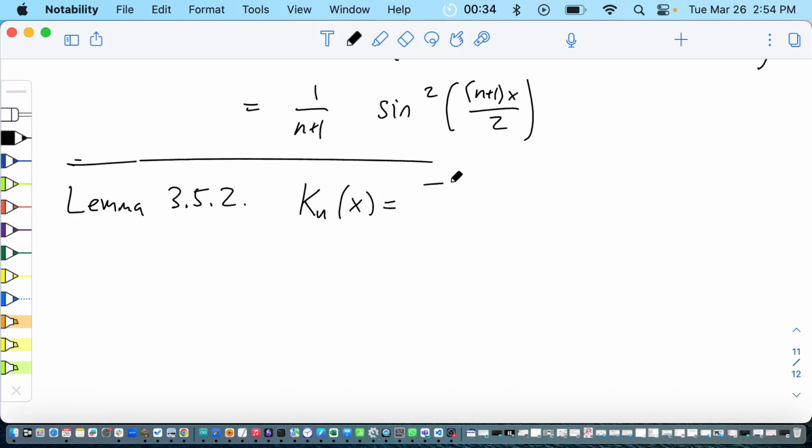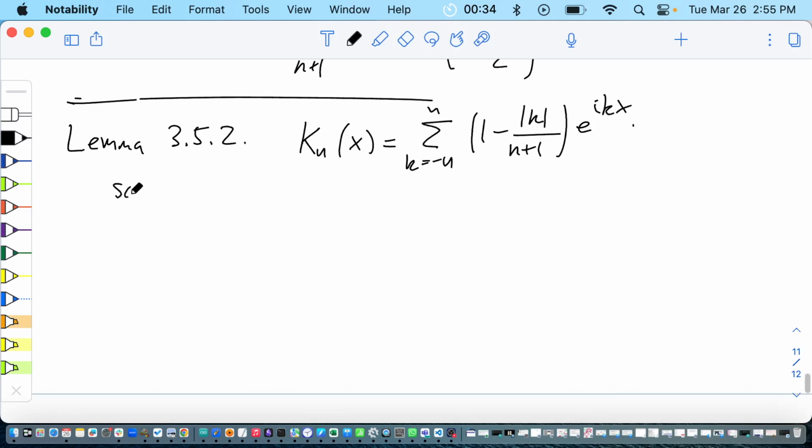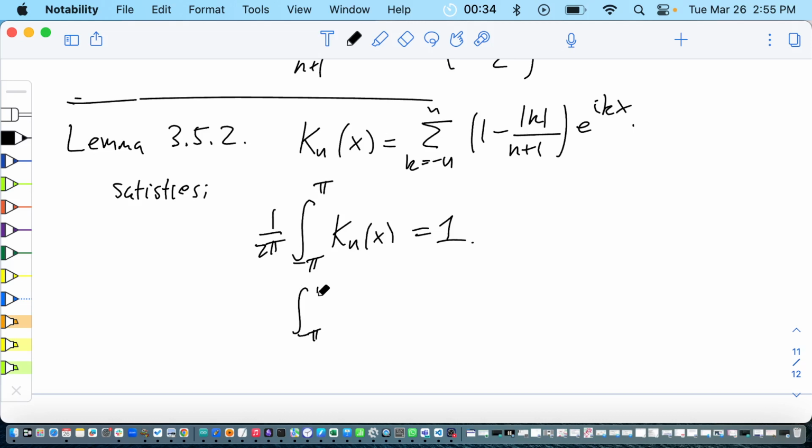Kn of x equals the sum from minus n to n of e to the ikx satisfies, and the three things it satisfies are: the integral is always 1, or rather the normalized integral, the average value is 1. The integral of the absolute value is bounded. That's less than or equal to M.